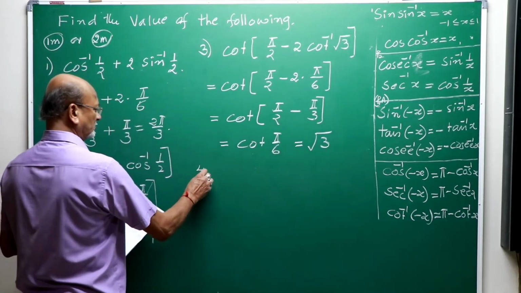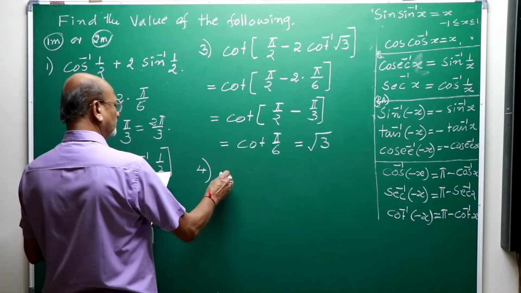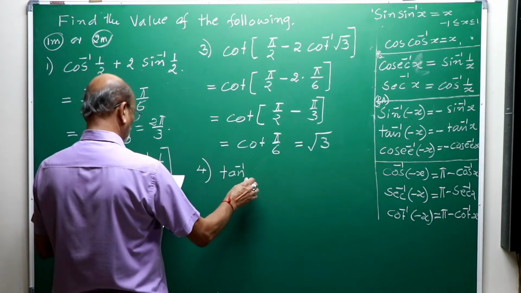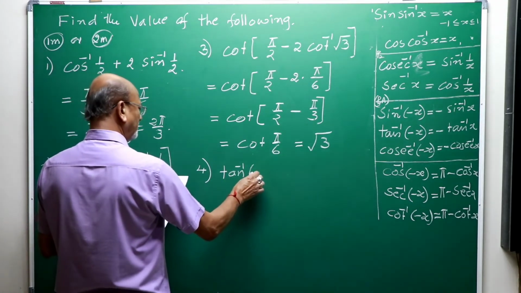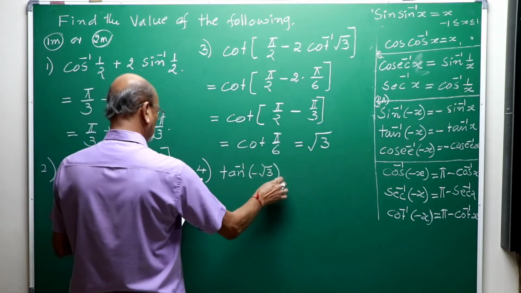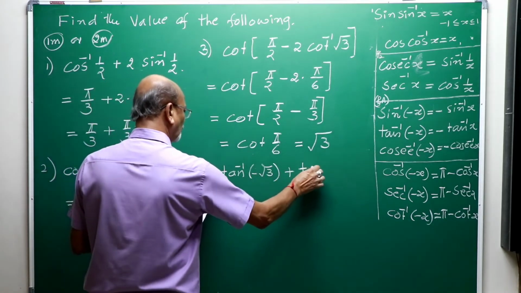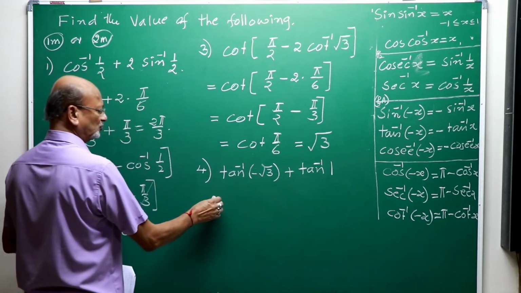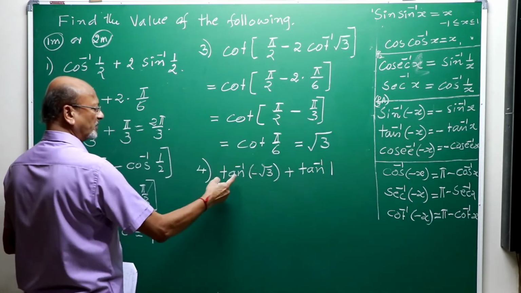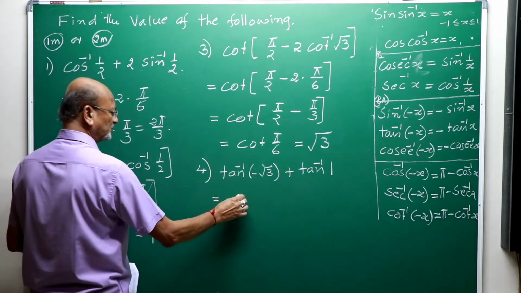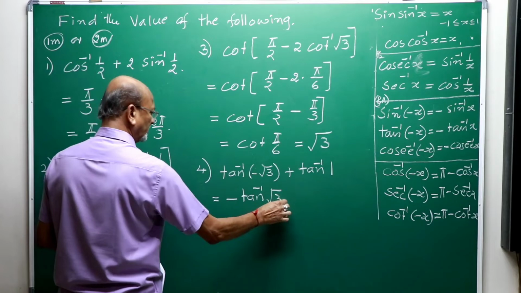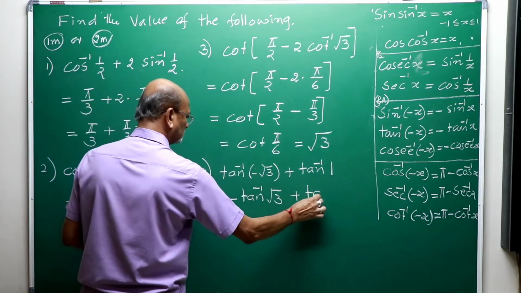Yes, friends. Tan inverse of minus root 3 plus tan inverse 1. Yes, you have to make use of that property. Tan inverse of minus is minus tan inverse. Minus tan inverse root 3 plus tan inverse 1.